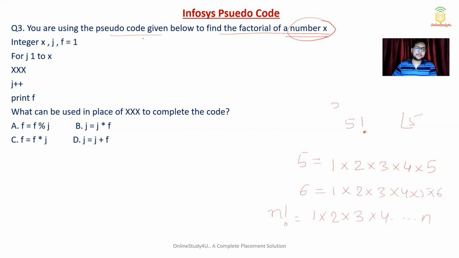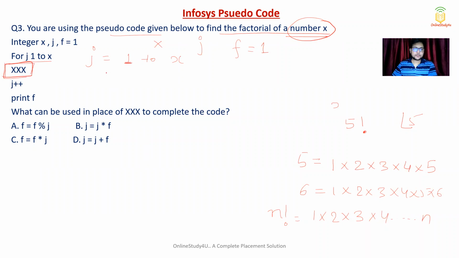So let's see now. I have an integer x, that is my input integer. And then I have a j variable, and f is initialized with 1. Now, my j ranges from 1 to x. Yes, we have to multiply all the numbers starting from 1 to x, right? So this is blank now, and we have to write something so that the code is completed.